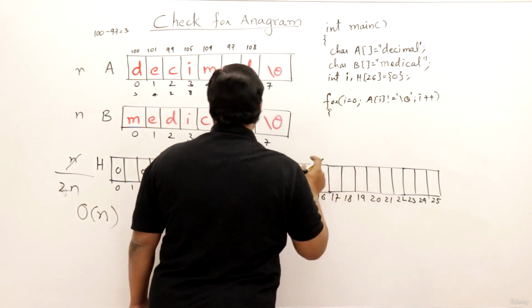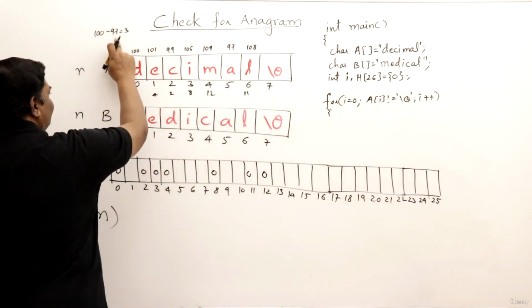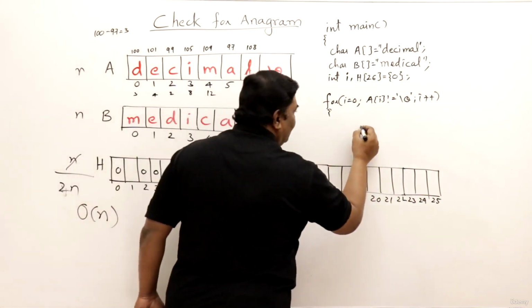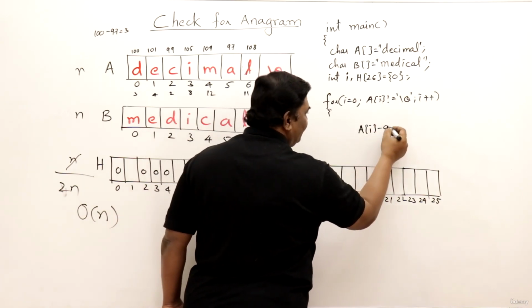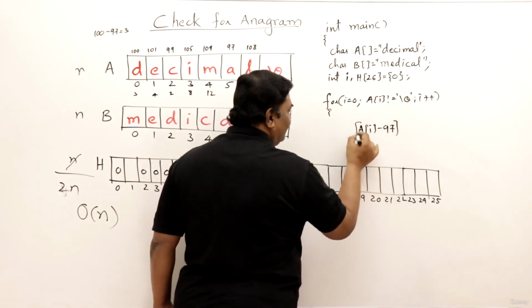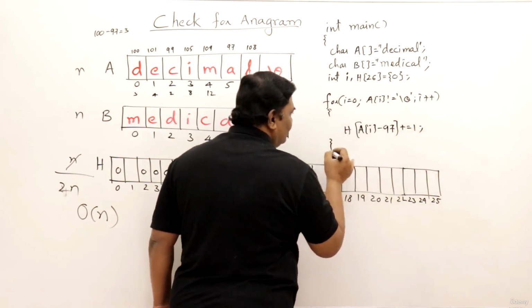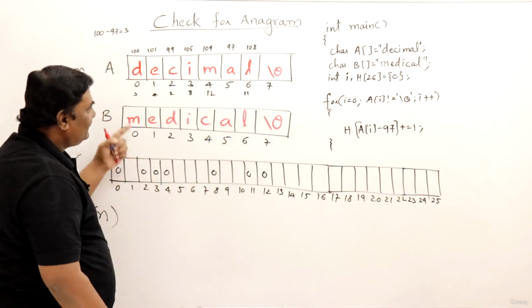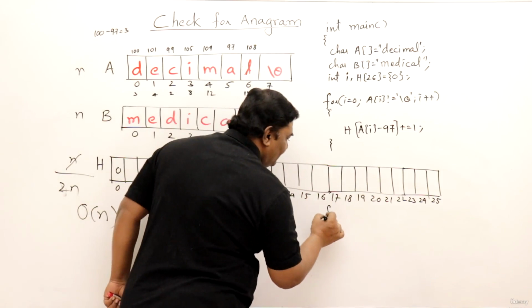And every time, whatever the letter is, take its ASCII code minus 97, and at that index you increment it. So whatever the character is, minus 97, use this as an index of the hash table and increment it by 1. This is the first string. Then this is over.